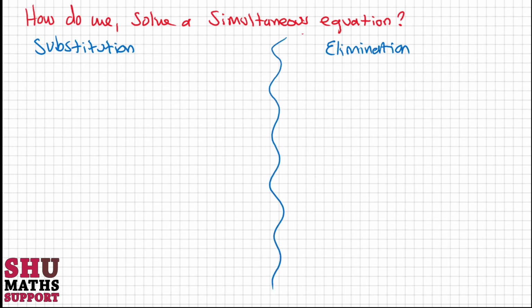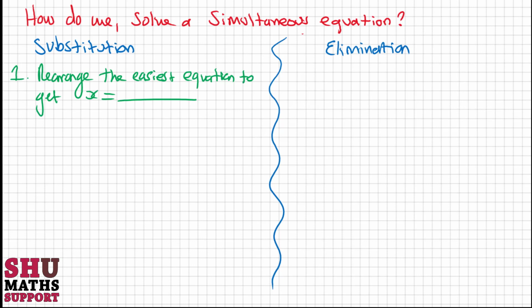So step 1 is where we need to rearrange one of the simultaneous equations so that you obtain an equation for x, which is in the form of x is equal to some stuff. But ensure you choose the equation that's easiest to rearrange. So we'll put rearrange with the easiest equation to get x is equal to some stuff that's just in terms of y and some constants. You could obviously start off with y if you wanted to.